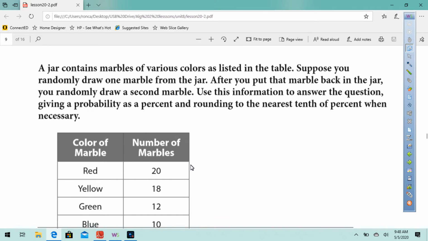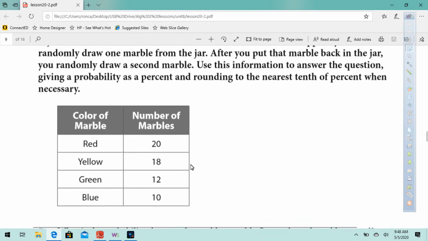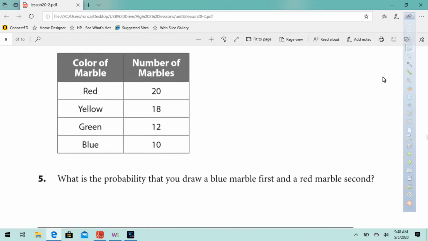A jar contains marbles of various colors as listed in the table. Suppose you randomly draw one marble from the jar. After you put that marble back in the jar, you randomly draw a second marble. So we're going to call this with replacement. Use this information to answer the question, giving a probability as a percent and rounding to the nearest tenth of a percent when necessary. Okay, so let's take a look at number 5 here.